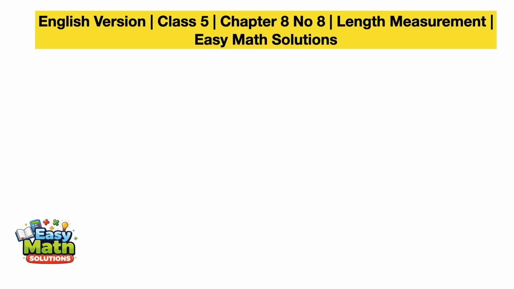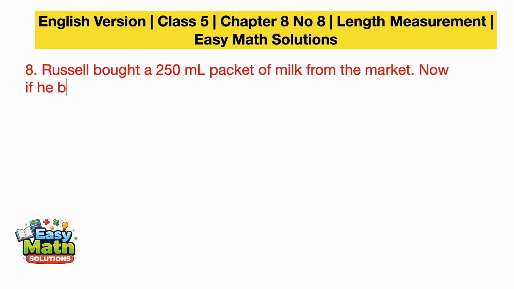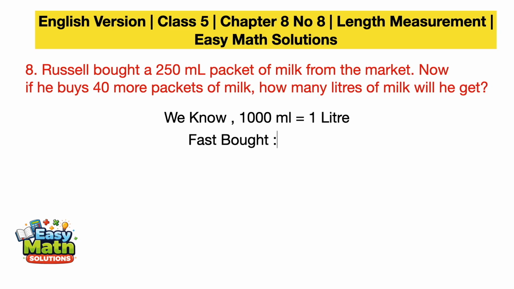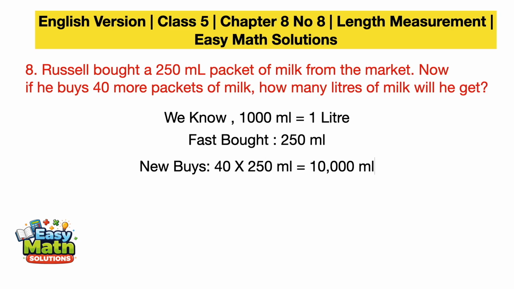English version, Mathematics, Class 5, Chapter 8, Length Measurement, Number 8. Russell bought a 250 milliliter packet of milk from the market. Now, if he buys 40 more packets of milk, how many liters of milk will he get? We know 1000 milliliter equals 1 liter, and first he bought 250 milliliter, and newly bought 40 packets of 250 milliliter. That means 40 times 250 milliliter equals 10,000 milliliter.